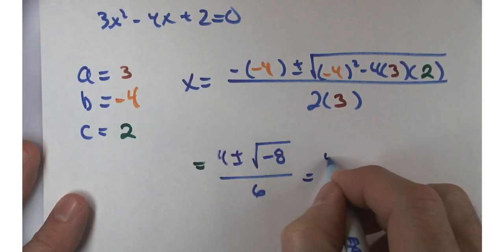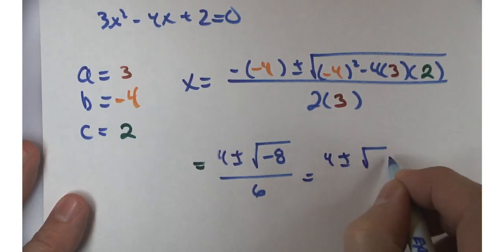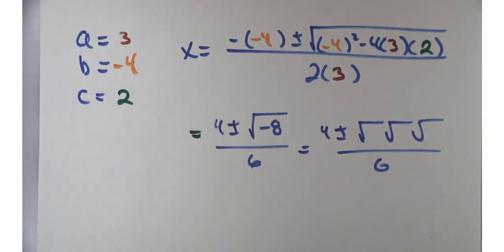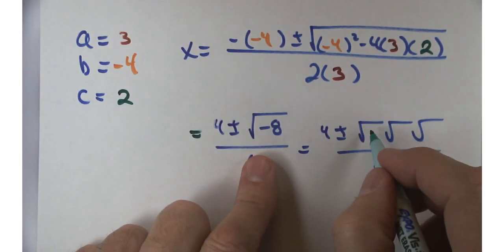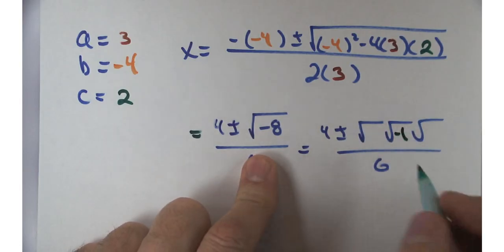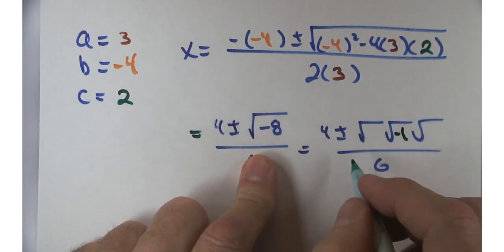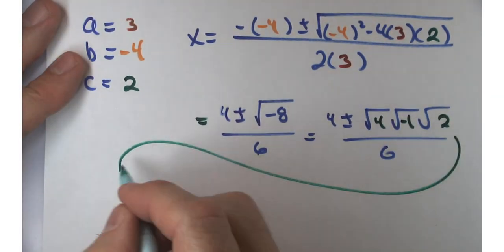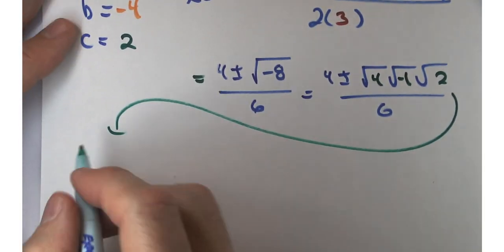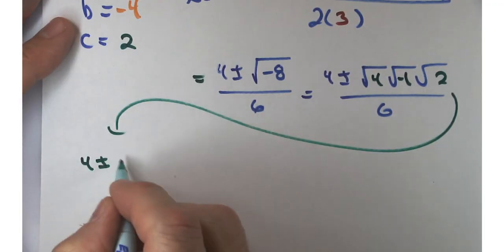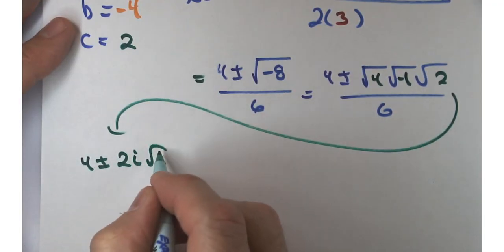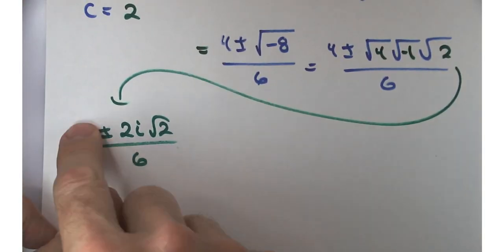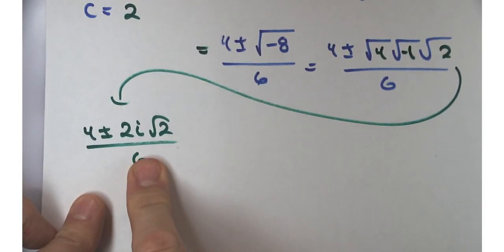4 plus or minus, well, we're going to break it up into the standard 3 roots again. So I'll put negative 1 in the middle. What 2 go on either end here? 4 and 2. Perfect. So let's bring that over to here. That's going to be 4 plus or minus 2i square root of 2 over 6. You can't cancel the 4 and the 6. I'm sorry, it just doesn't work that way.